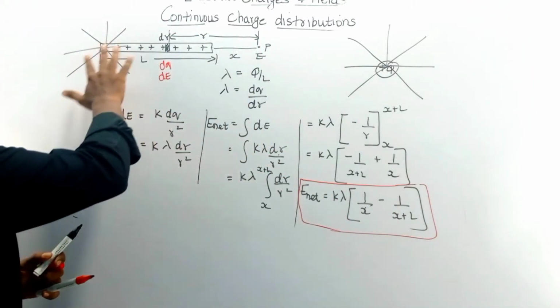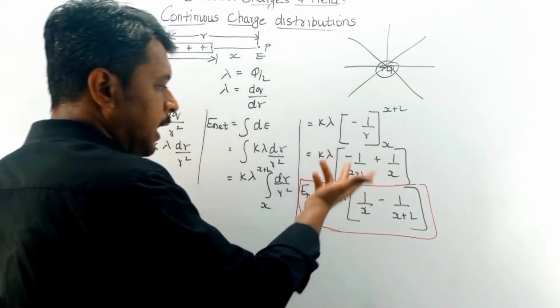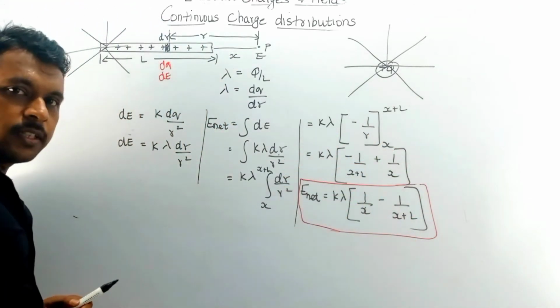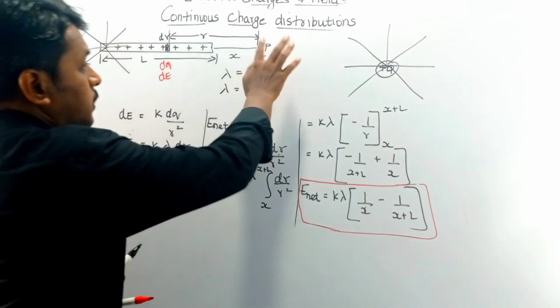So this is the net electric field for this arrangement of linear charge. If you know the values of x, L and lambda, with k and lambda being constants, it will be easy to find the net electric field at point P.